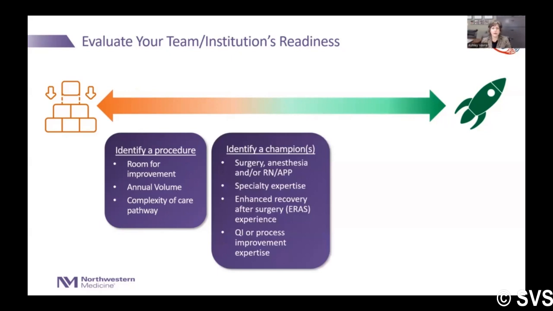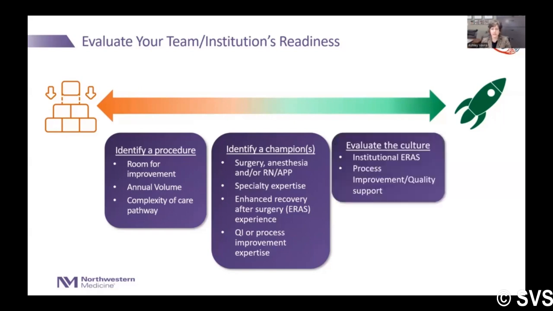I can't say enough about identifying a champion to help get this through the finish line. You really need to have someone on your care team who cares about implementing ERAS and is up for the challenges associated. And I think it's important to consider partnering with other folks who have complementary expertise. Maybe someone who has experience with enhanced recovery, maybe someone who has expertise in quality or process improvement, and having a project manager can also help significantly in making this a success.